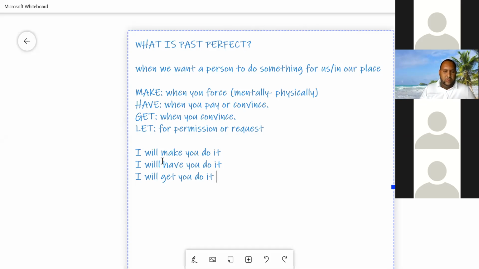So as you can see, you have the same sentence. The only difference is the intention. Depending on what you use, you're going to transmit an intention. If you use it with make, that's bad. That's not good. You're forcing. If you use have, that's okay because you can convince or you can pay. And you use get also when you convince. So this is just to let you know. Let me know if you have a question now before we continue.